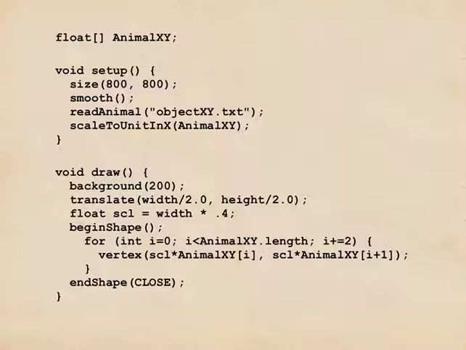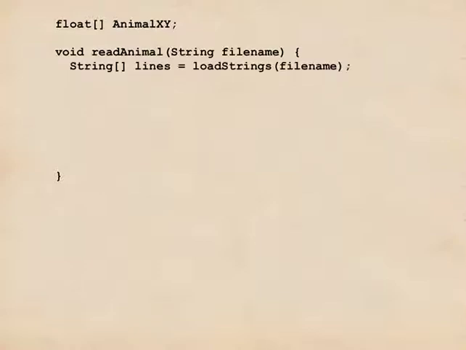The new thing is read animal. So let's take a closer look at that. I'll keep the declaration of animal xy up top so we can remember that's an array of floats, and we know that read animal takes one argument, the name of the file we want to open. Well, the first thing we do is what we just saw. We simply call load strings with the name of the file. We get back an array called lines, one for each line in the file.